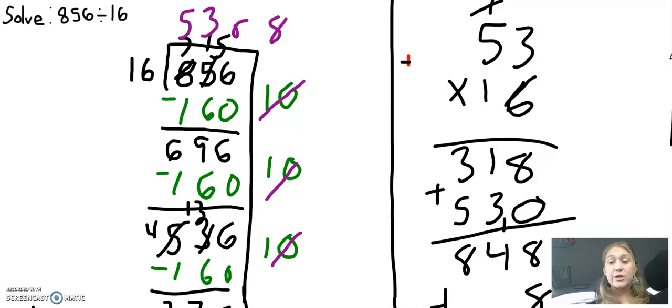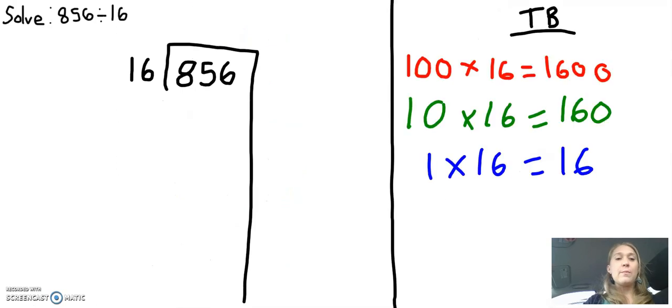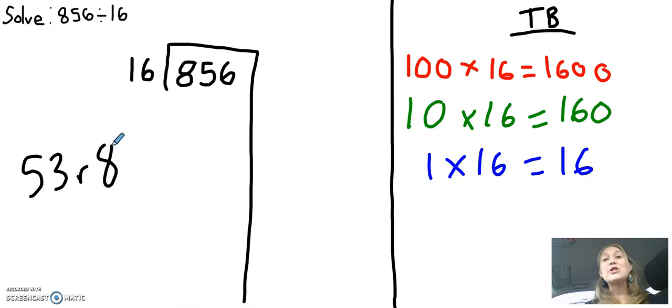Whew. Ladies and gentlemen, I solved that problem, but I did not solve that problem in the most efficient way possible, and that is your homework tonight. You already know what the answer is. 53, remainder 8. So what you're going to do is solve this problem, but you're going to try to solve it in a different way, and hopefully a more efficient way than I did. Good luck.